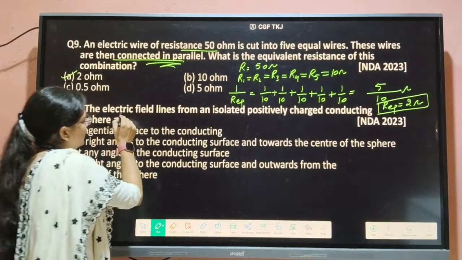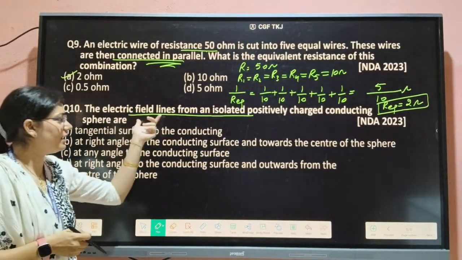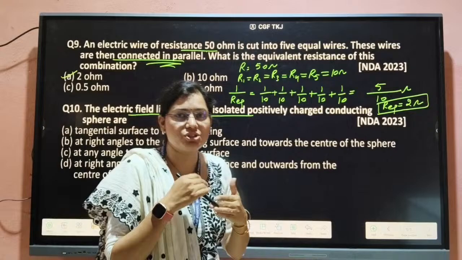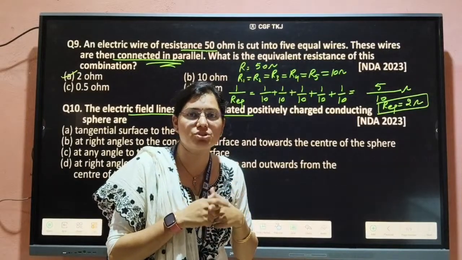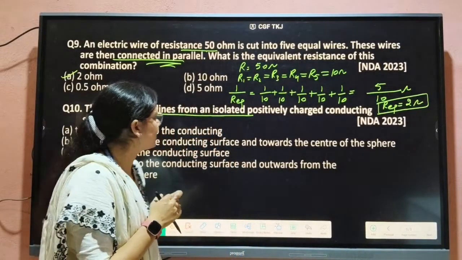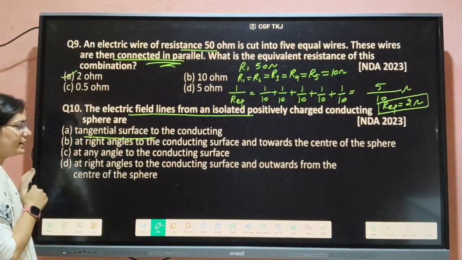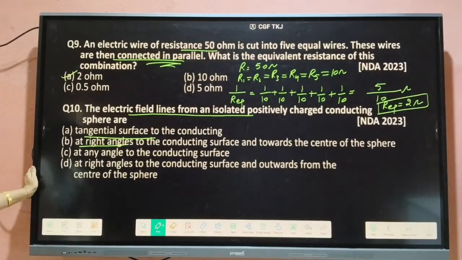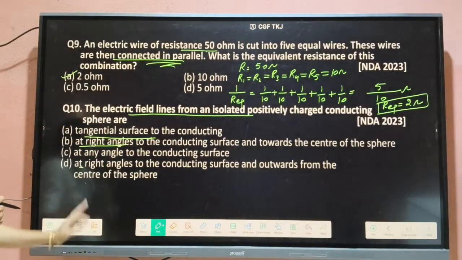Now last one, electric field lines from an isolated positive charge conducting sphere are. Okay, electric field lines property you have to tell there if charge is positively charged. Okay, some charge is there, whose nature is positive, that is a conducting sphere. On a conducting sphere we have distributed positive charge. Then how will the electric field lines be generated from this sphere? So options are tangential from the surface of the conducting sphere, at right angle to the conducting surface and toward the center of the sphere, and next will be at an angle, and at right angle to the conducting surface and outward from the center of the sphere.